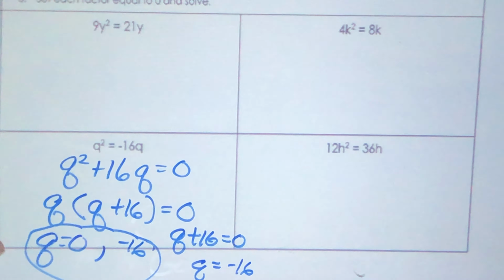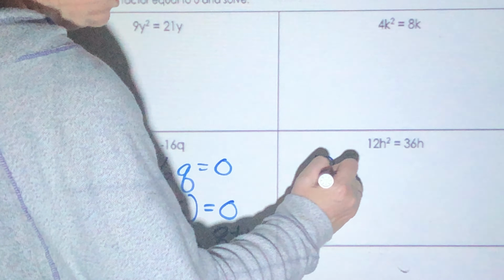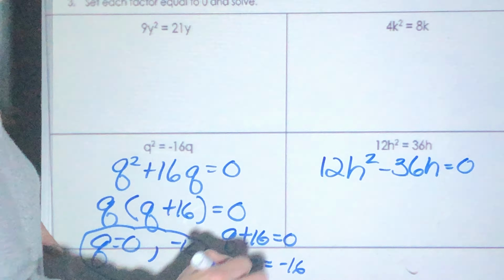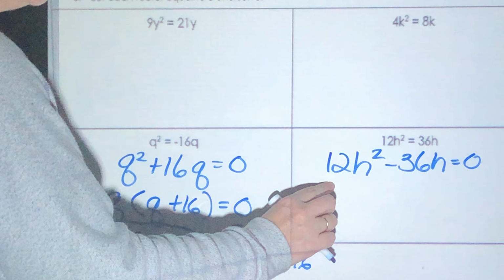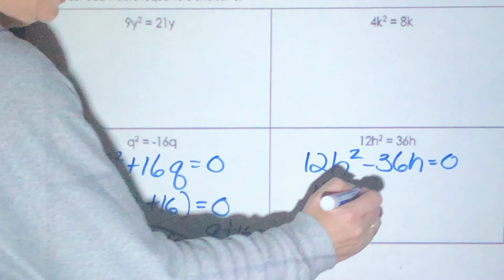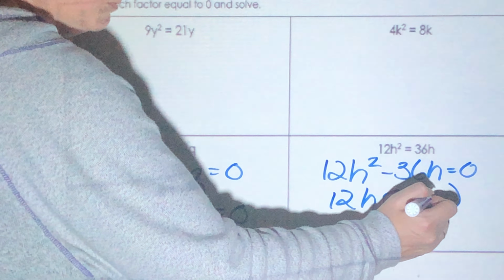For our final example, I'm going to bring over the 36h, so I'm going to have 12h squared minus 36h equals 0. I'm now going to take out my GCF, which would be 12h, and then set up my parentheses. I would have h minus 3.